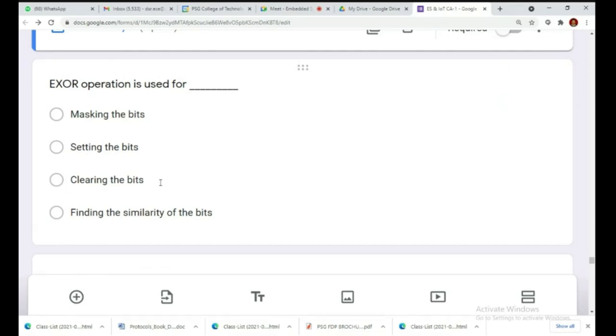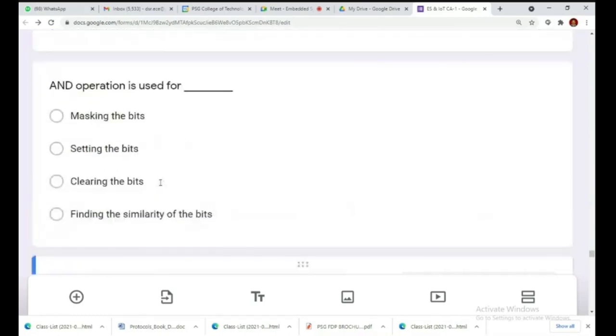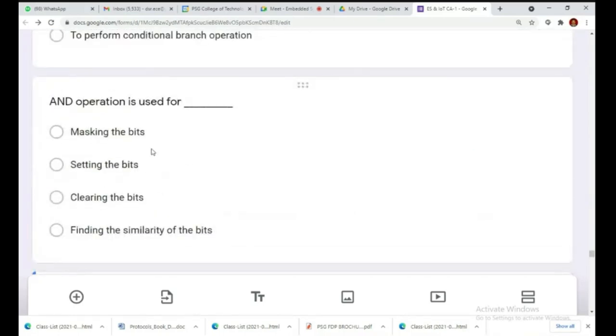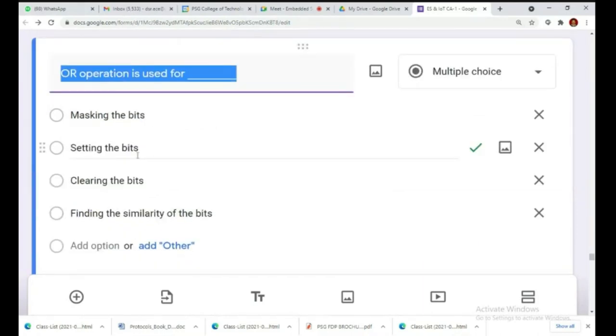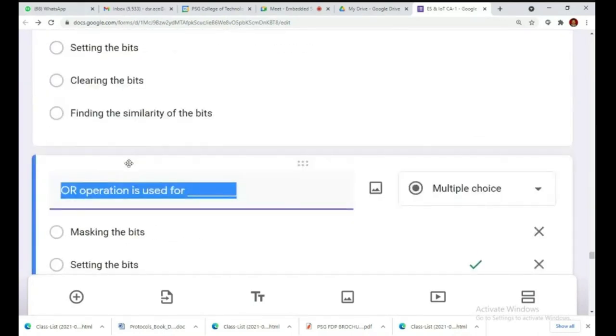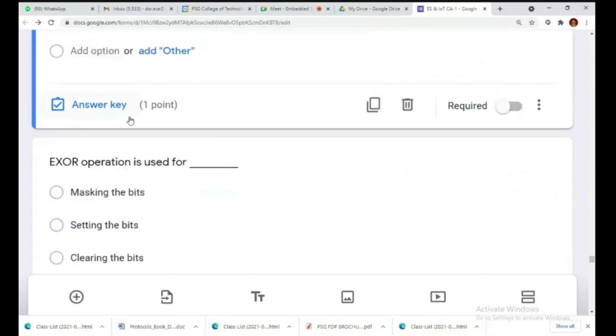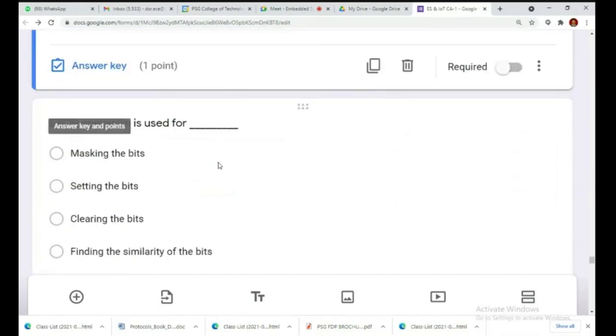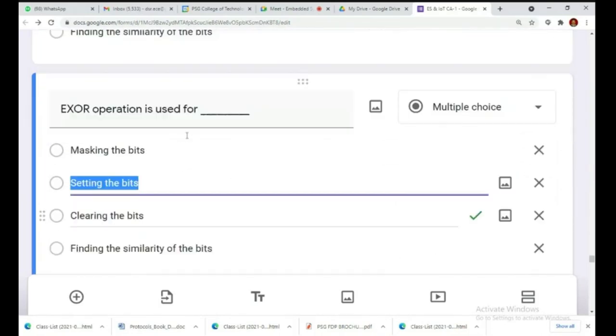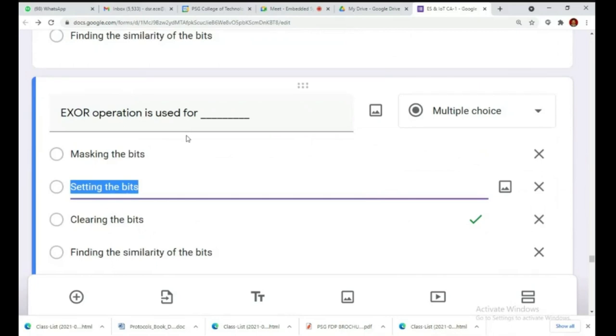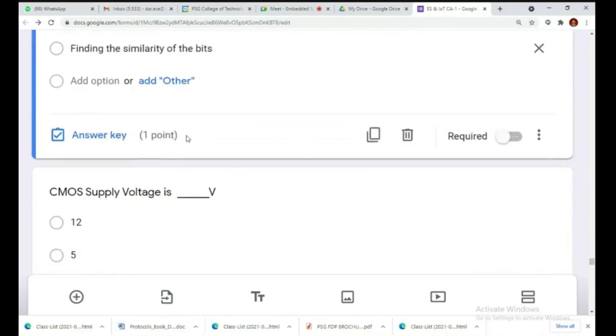Something like that, we can implement in the applications in a more beautiful way. So to mask the bits, we use AND operation. To set the bit, we use OR operation. To find the similarity of the bits, we use XOR operation. So these three are the major logical operations which are most widely used in a lot of applications.